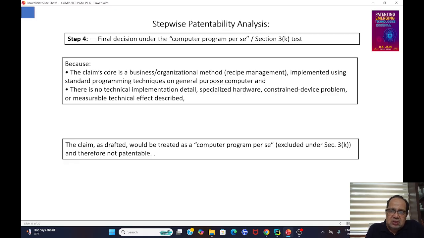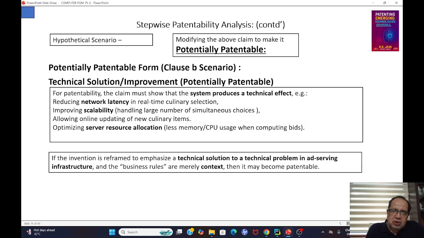Now the question is, can we convert this non-patentable claim into a potentially patentable claim? Well, we can, because we now understand the shortcoming: there isn't any technical effect associated with this. So if we can frame this claim such that the computer program and the algorithm mentioned therein are used to produce a technical effect.